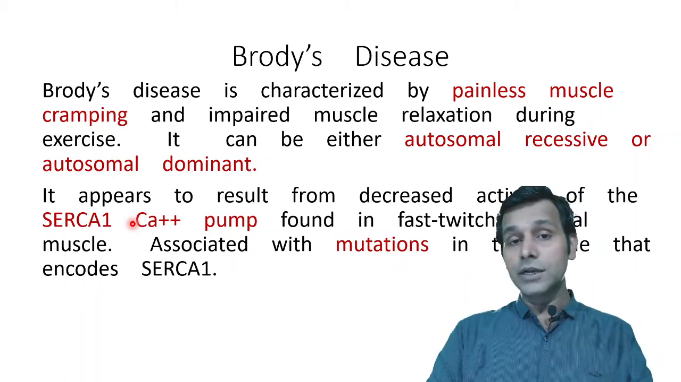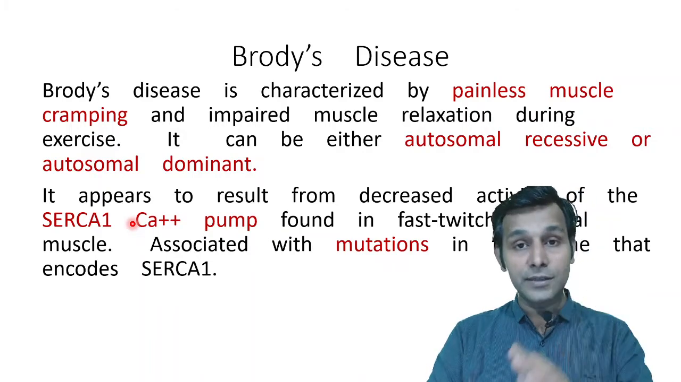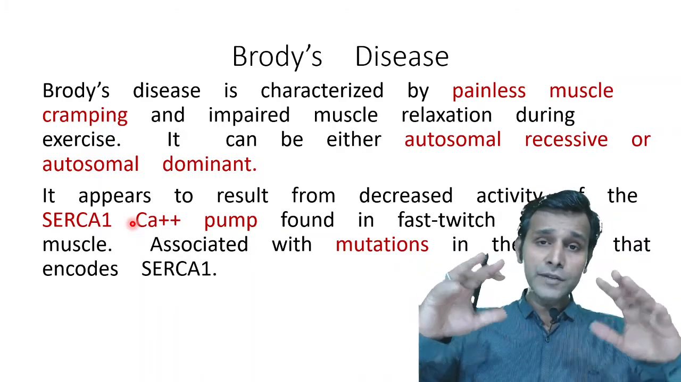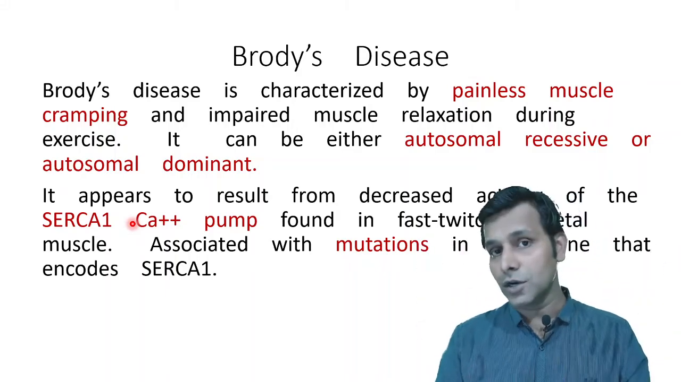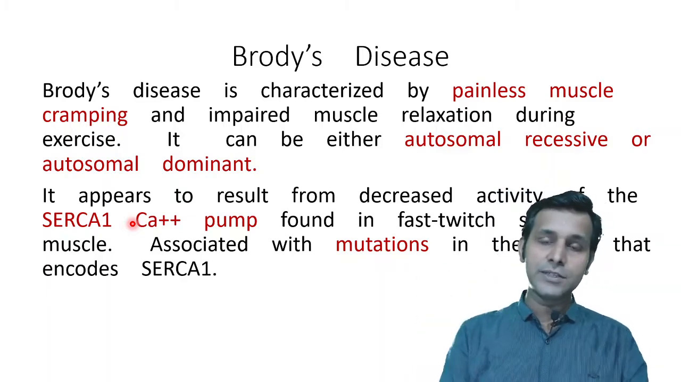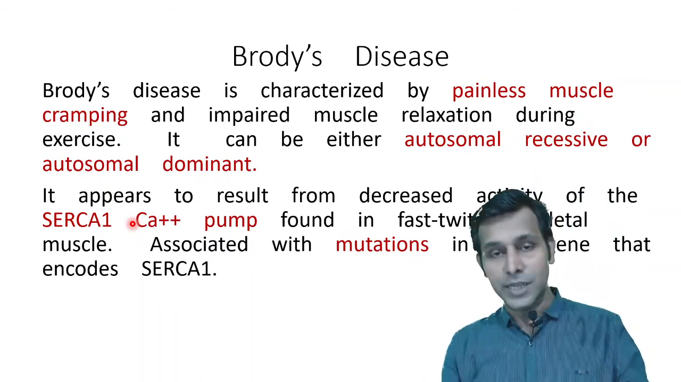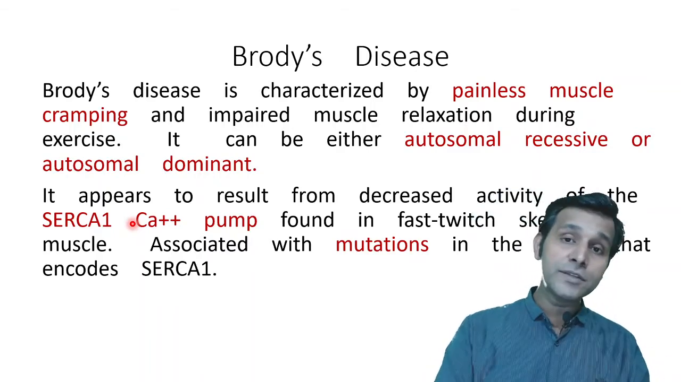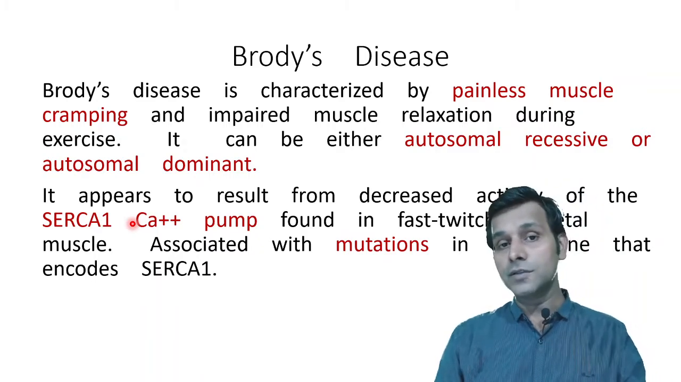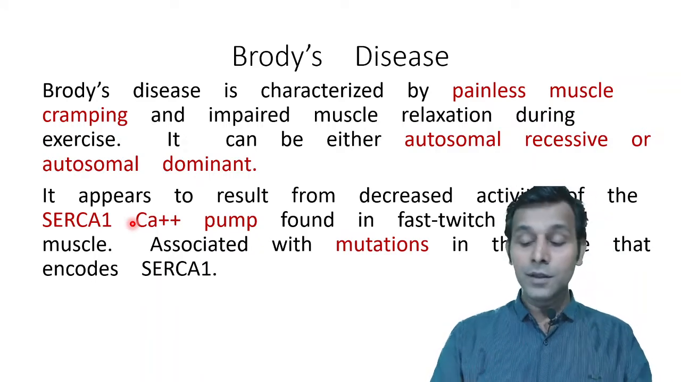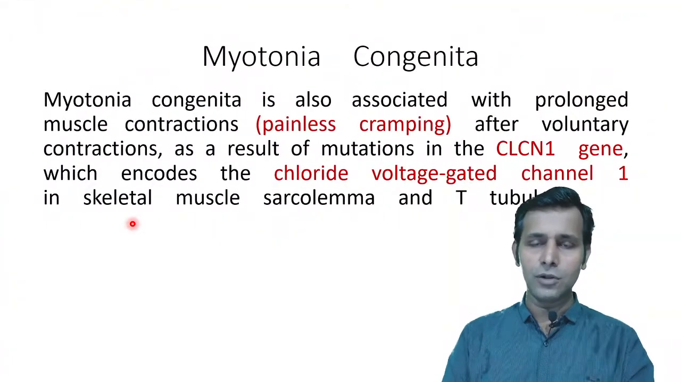We have one more condition which is very different from all three. Remember, in all these three conditions, the effect is that calcium homeostasis is not functioning properly, because the calcium is released and it should be taken back. In malignant hyperthermia, the calcium is released excessively, whereas in Brody's disease, the calcium is unable to be taken back into the L tubule, and even in central core disease, the calcium is unable to go back into the L tubule. The last one is called myotonia congenita, which is quite different in all respects.